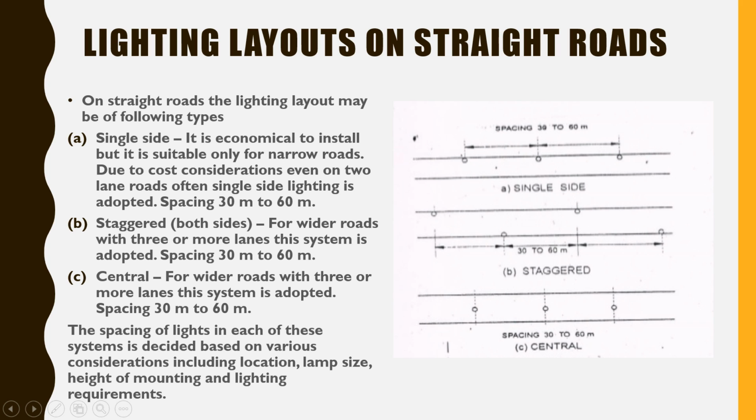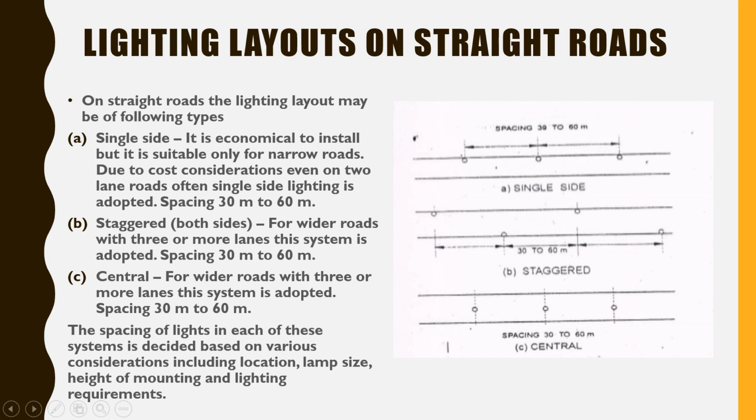Layouts of lighting. First we'll see on straight roads how the lights are laid and what the type of distribution is. On straight roads the lighting layout may be of the following types. First is single side. You can see the spacing is 30 to 60 meters, and on one side of the road the lights are provided. It is economical to install, but it is suitable only for narrow roads. Due to cost considerations, even on two-lane roads, often single-side lighting is adopted. So spacing is 30 to 60 meters.